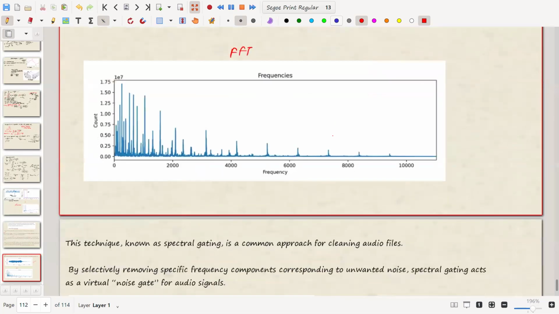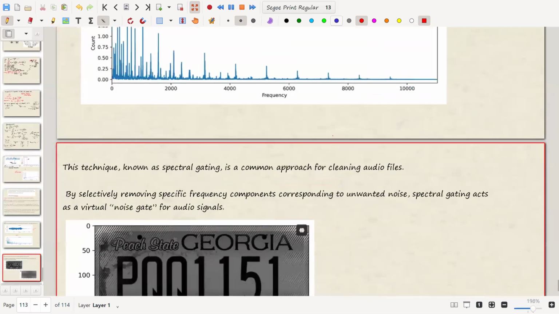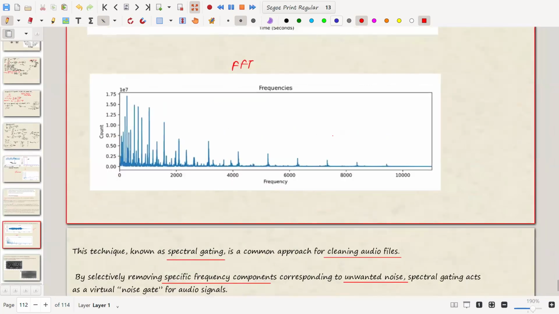What you do is a technique known as spectral gating, a common approach for cleaning audio files. By selecting specific frequency components, you can remove the unwanted noise. So if you see that there is a high loud noise, then you can maybe remove this one. You can remove this frequency which is responsible for producing that spike.